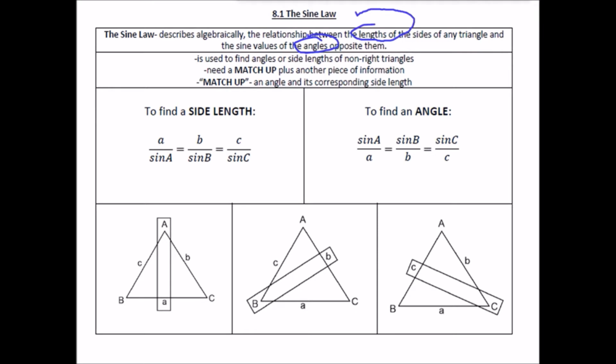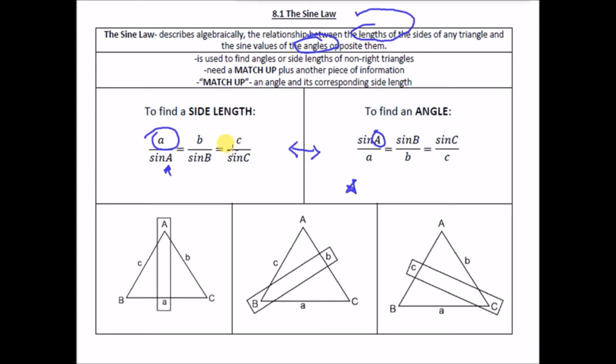To find a side length, a lot of students like to put the side length on the top so that it's already in the numerator, and then we would put a over sine of angle A, b over sine B, c over sine C. To find an angle, a lot of individuals like to put the angle in the numerator, just so that it's easier to cross multiply and solve. These two are interchangeable. Even if you want to find a side length, you can still use the angle formula, and if you want to find an angle, you can still use the side length formula. It's the exact same equation.